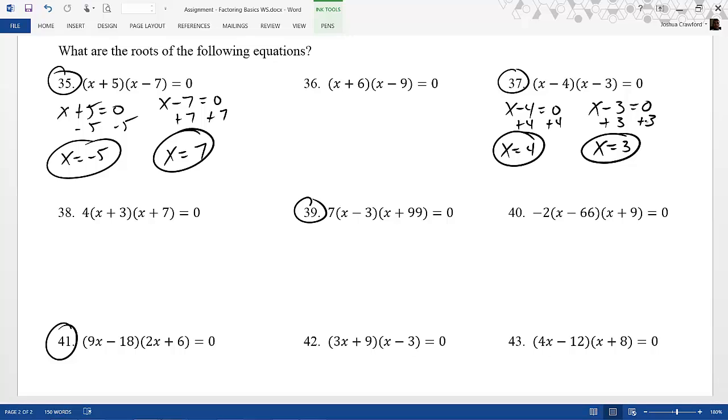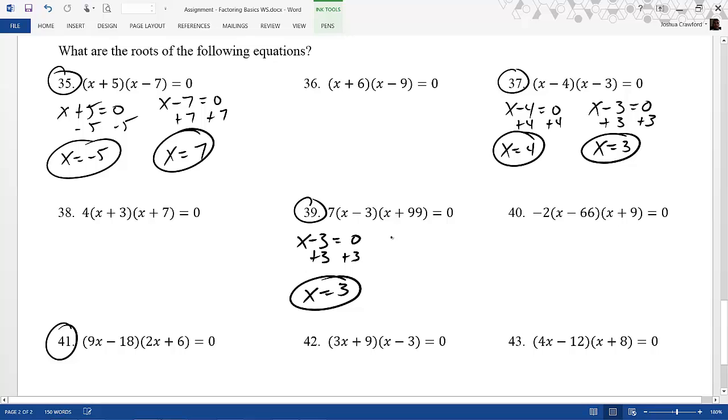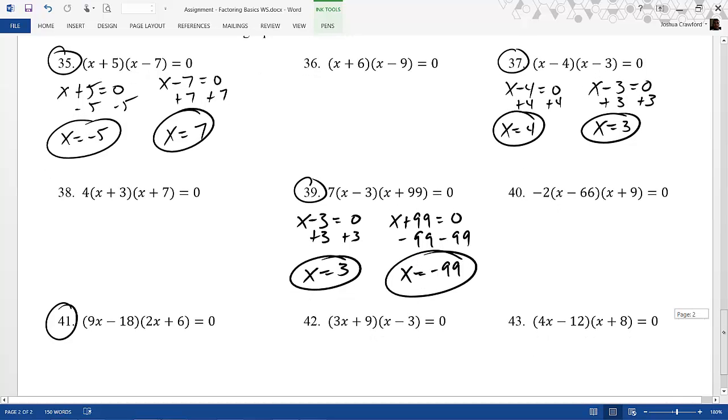39. As you notice, we have a 7 on the outside, which we're going to ignore because it's on the outside. So just focus on the inside. x minus 3 equals 0. Add 3 to both sides. You'll get x equals 3. x plus 99 equals 0. Minus 99 from both sides. And you'll get x equals negative 99. And those are your two solutions. Now, one more to go.